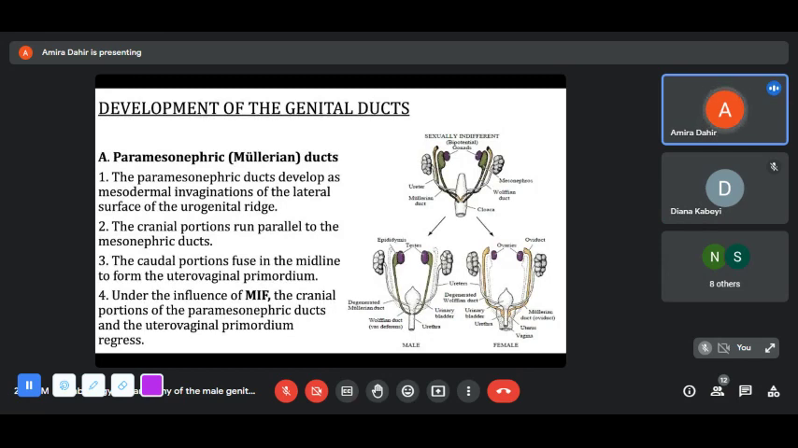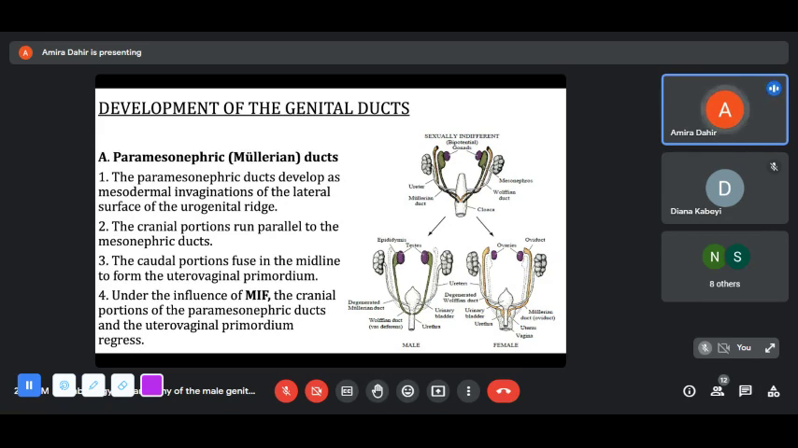Okay, I can proceed to the development of the genital ducts. So the paramesonephric ducts develop as mesodermal invaginations of the lateral surface of the urogenital ridge. The cranial portions run parallel to the mesonephric ducts. The caudal portions fuse in the midline to form the uterovaginal primordium. The Mullerian inhibiting factor.